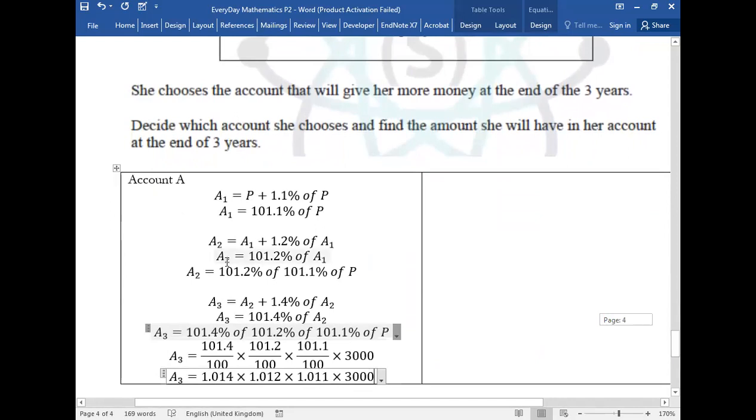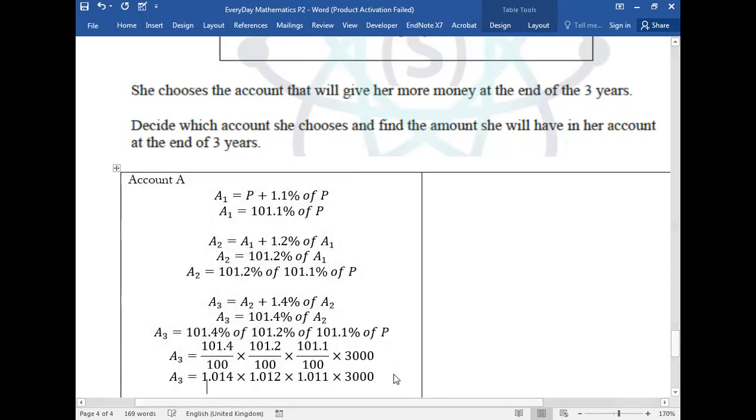101 point, amount one is itself 100%, and when you add 1.2% of amount one, that becomes 101.2% of amount one. Now you can directly put this entire thing in the calculator, and in a single step you'll get your answer. No rounding off required, nothing difficult. I've just broken it down for you so that you understand the entire thing.